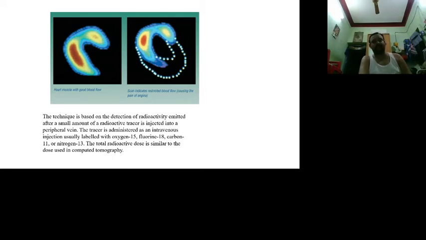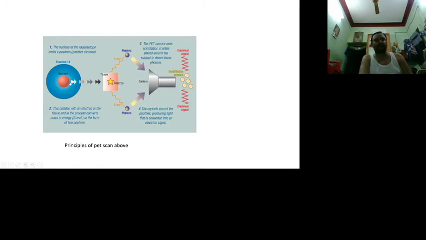Normally carbon-12 is not radioactive, and oxygen-16 is not radioactive. Fluorine-19 is not radioactive, but oxygen-15 is a radioisotope of oxygen. Instead of the normal isotopes, the compound contains radioisotopes of oxygen, fluorine, carbon and nitrogen, like 15, 18, and so on. The total radioactive dose is similar to the dose used in a CT scan. So this is the principle behind it.